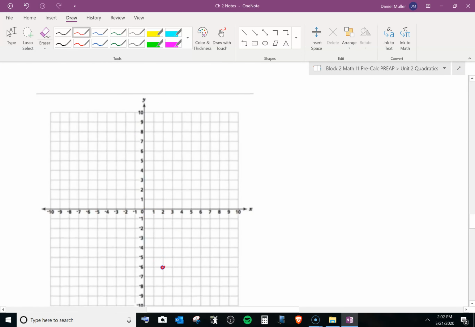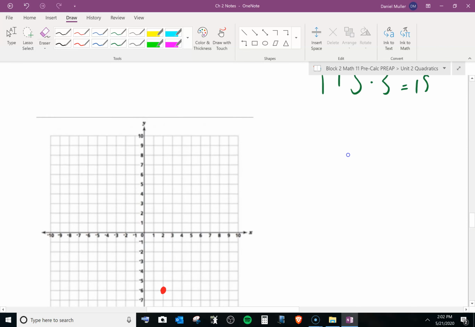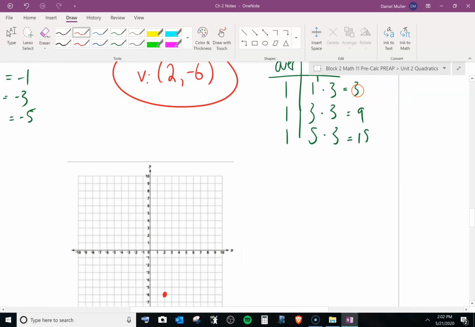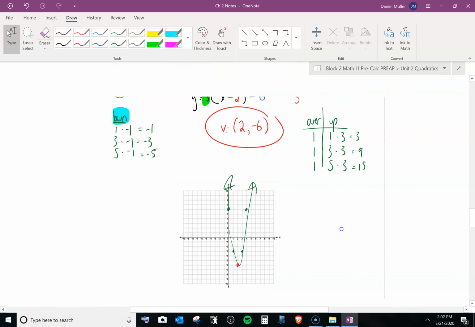Over 2, down 6. And then I will do over 1, up 3, over 1, up 9, over 1, up 15, but that'll go off the graph. So over 1, up 3, 1, 2, 3, and then over 1, up 9. 1, 2, 3, 4, 5, 6, 7, 8, 9. Over 1, up 3, over 1, up 9. And then you can connect the dots. And that's all there is to it.